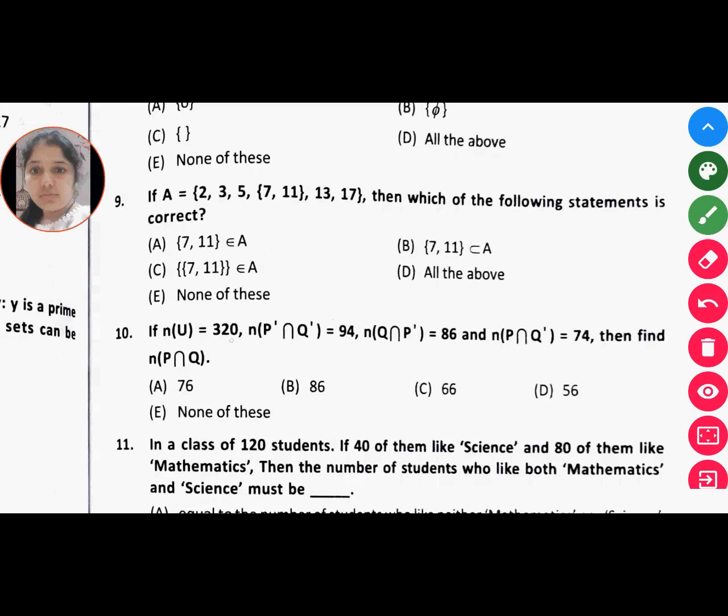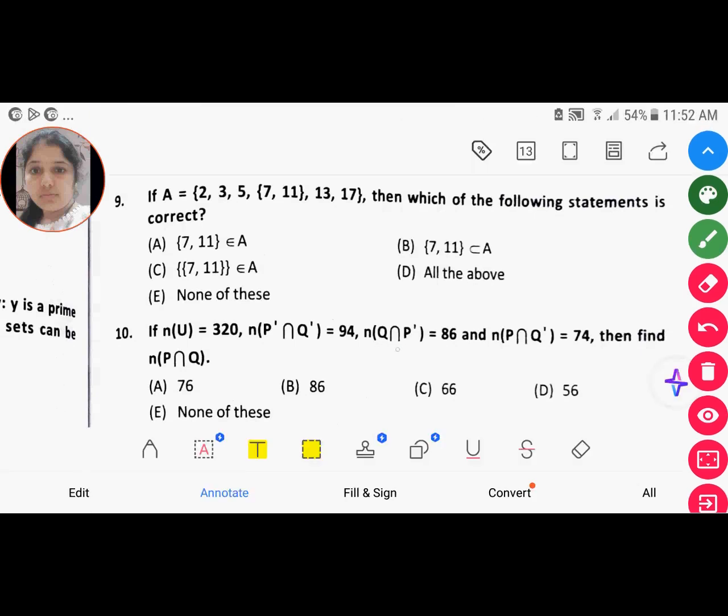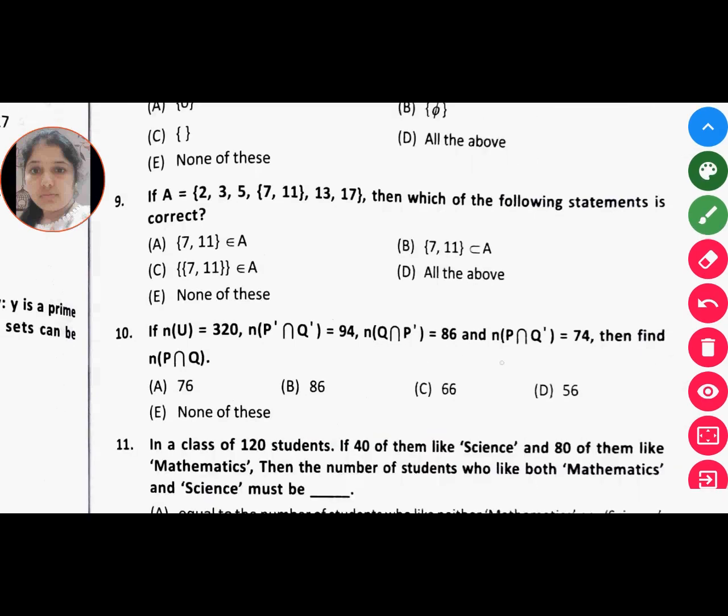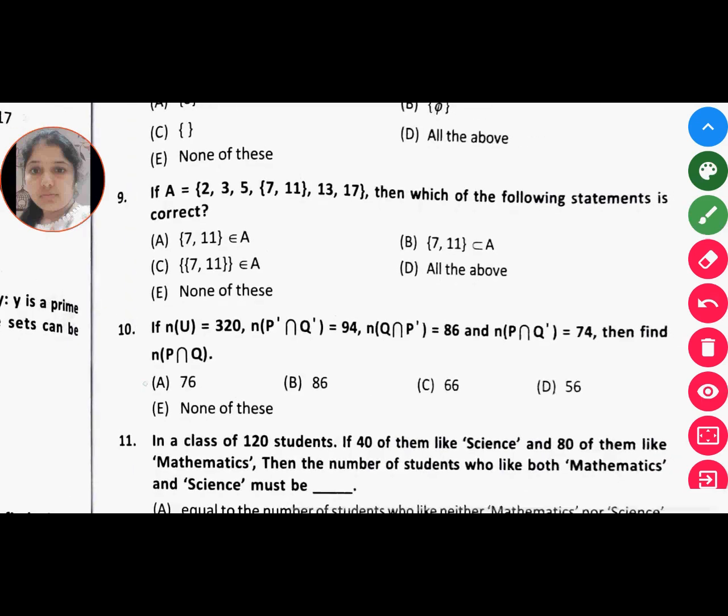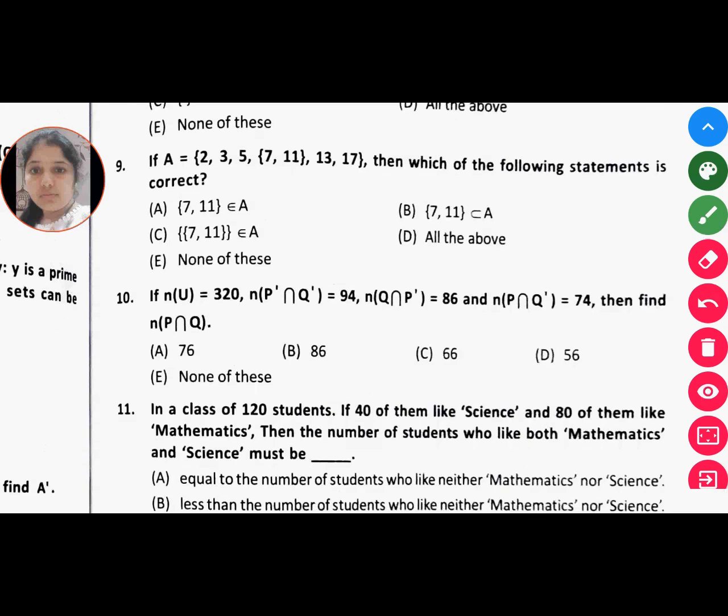Now the universal set N is given to you, which is 320. P dash intersection Q dash is given, means the complement of P and the complement of Q and its intersection. Now the number of elements in Q intersection P complement is given to you, and the number of elements in P intersection complement Q is given to you, and the number of elements in P intersection Q is asked. So this example we will take in the next class.